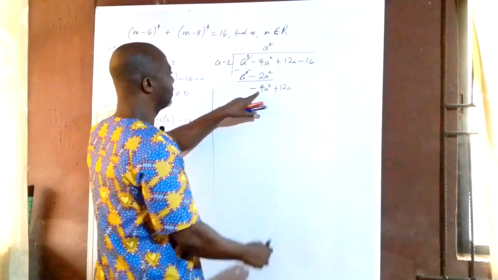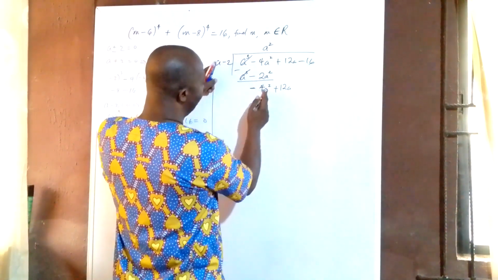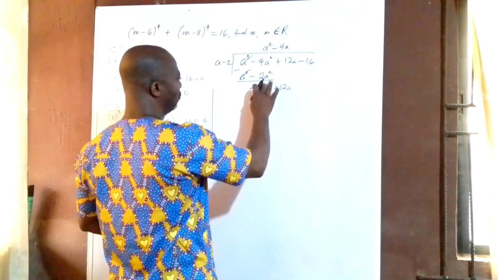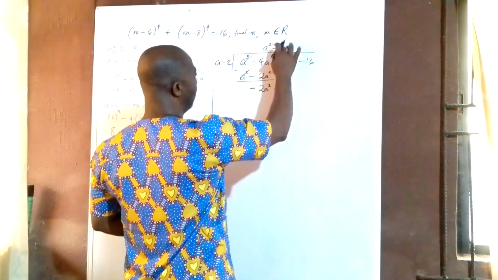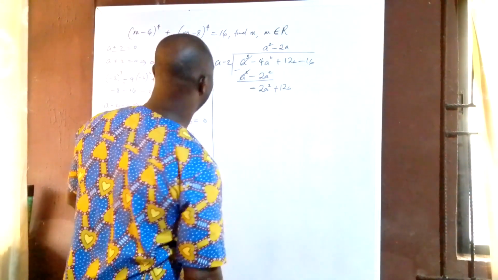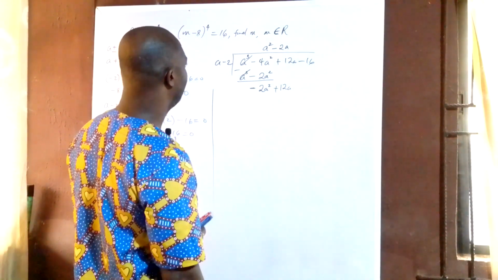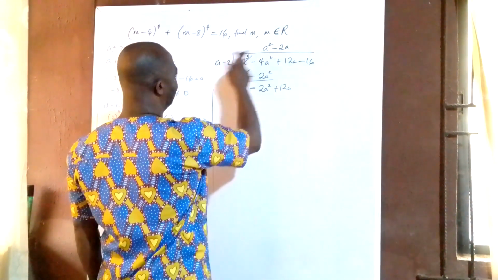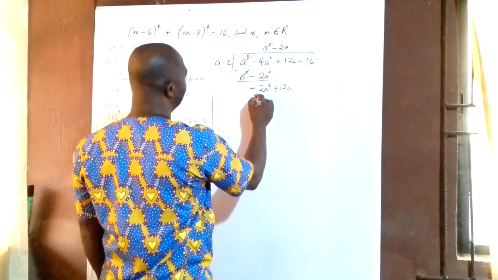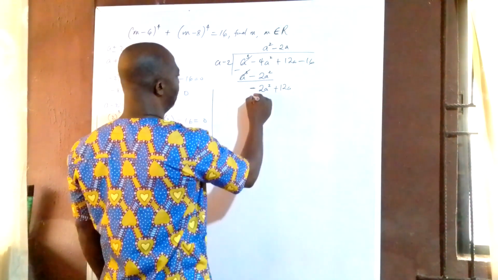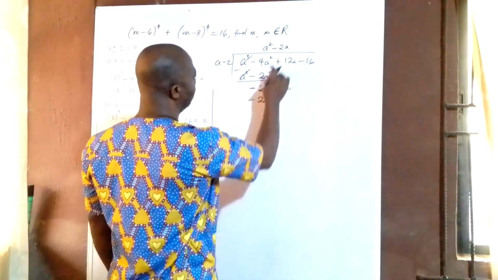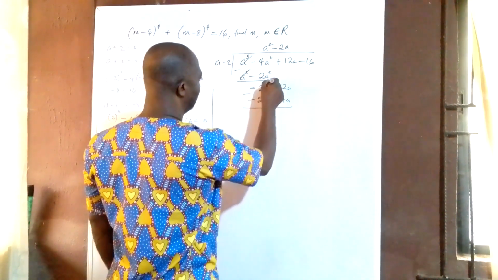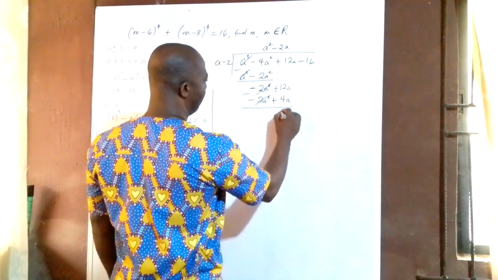How many times can a go into minus 4a squared? That would be minus 4a. Oh, sorry, this is minus 2, rather. Minus 2a squared, so I'm going to have minus 2a here. So this multiplied gives us minus 2a squared, and this multiplied gives us plus 4a. Let's find the difference. This will definitely go, and then we're having 8a remainder.